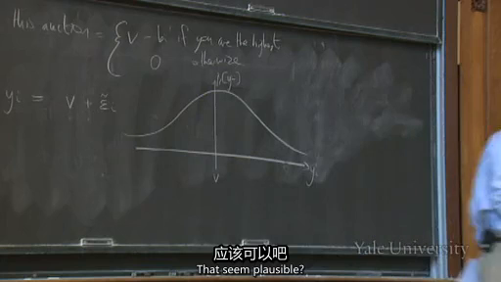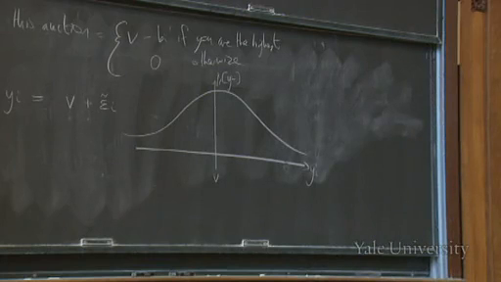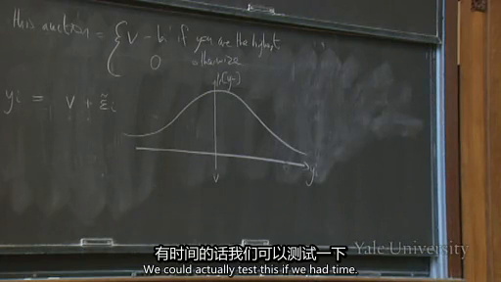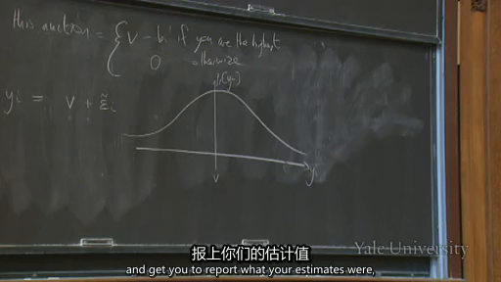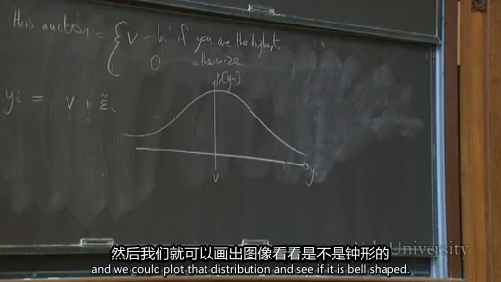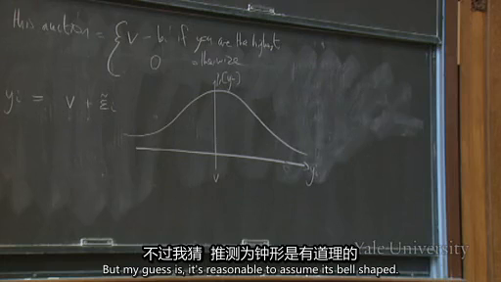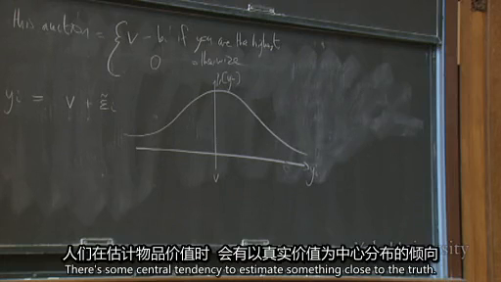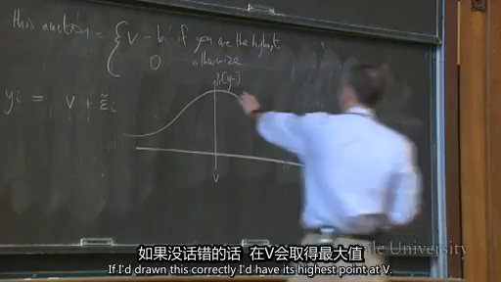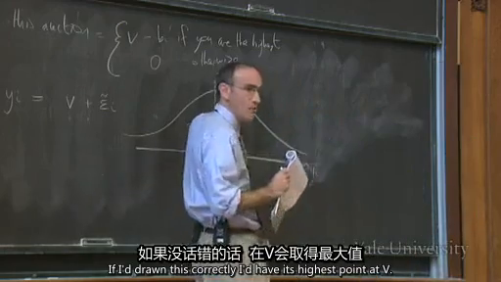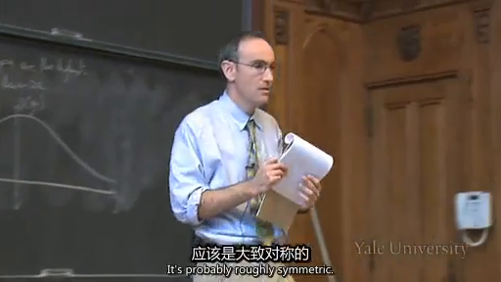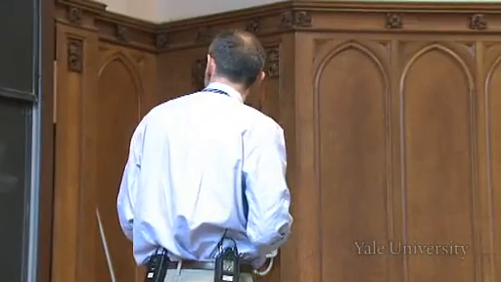Right? I mean, that's plausible. And we can actually test this. If we had time, we could go around all of you and get you to report what your estimates were, and we could plot that distribution and see if it is bell-shaped. But my guess is it's reasonable to assume it's bell-shaped. There's some central tendency to estimate something close to the truth. If I'd drawn this correctly, I'd have its highest point at V. I haven't quite drawn it correctly. And it's probably roughly symmetric.